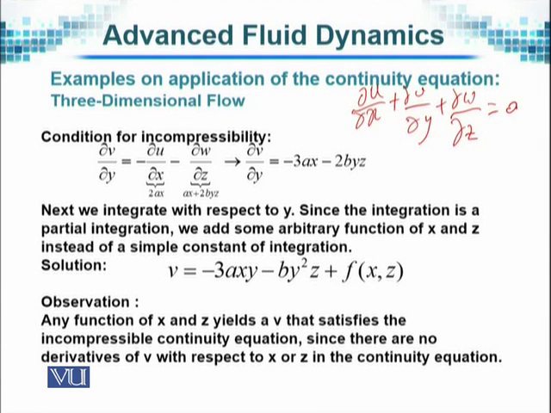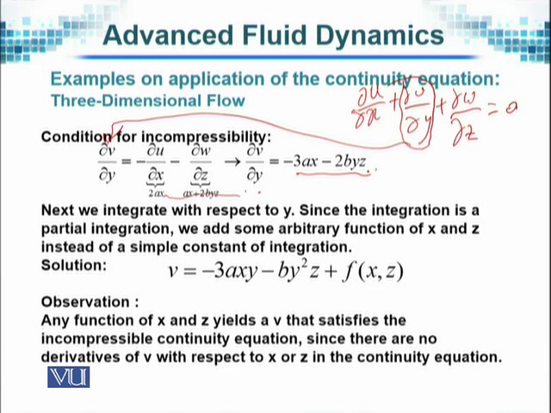If we retain dv/dy on the left hand side and take the other two terms to the right hand side, this is what we get. From the given values of u and w, when we differentiate, the contributions we obtain are 2ax and ax plus 2byz respectively. So we are left with dv/dy equal to minus 3ax minus 2byz after summing up all the terms.